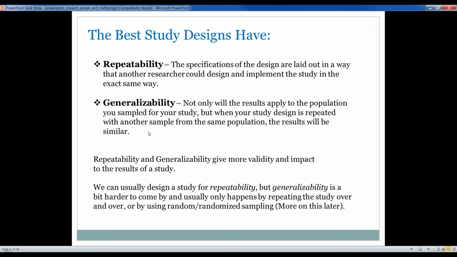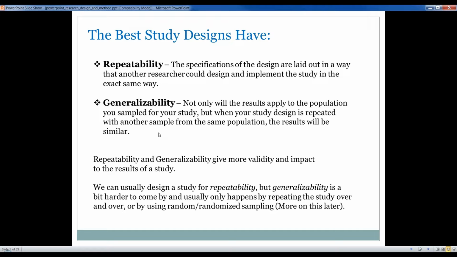Not only will the results apply to the population you sampled for your study, but when your study design is repeated with another sample from the same population, the results should be similar. So you want to try to put that into your design. Usually generalizability is going to be mostly with an experimental design. You're not going to see it very much with other designs, and we'll cover it a little bit more as we go through things. I'll talk about it a little bit more later when we get to the experimental design part.